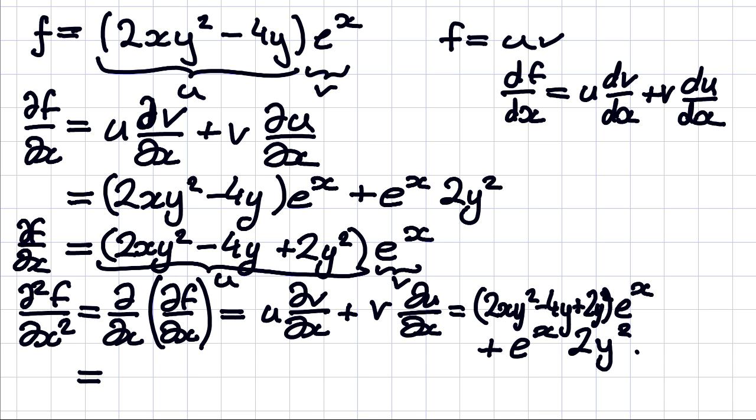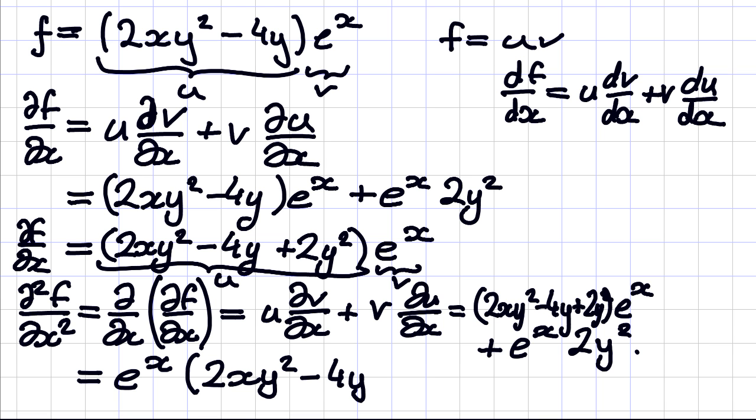So again, I'm going to take out a factor of e to the x, and then that's going to multiply 2xy squared minus 4y, and now I have two lots of 2y squared, one from u dv dx and one from v du dx, so I now have four lots of y squared.